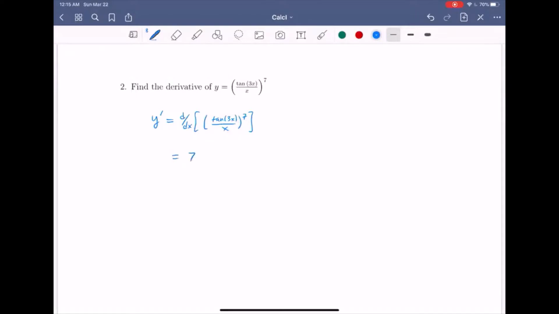We've got 7 times the blah to the 6, because if it were x to the 7th, the derivative would be 7x to the 6th. Okay, but what I covered up in the middle, tangent of 3x over x, wasn't just x. So I've got to multiply, because of the chain rule, by the derivative of that inner function.